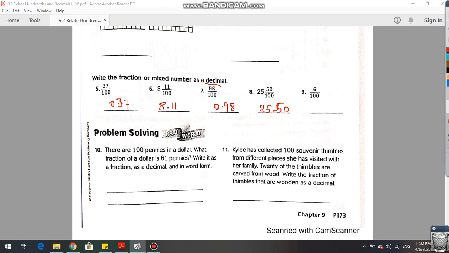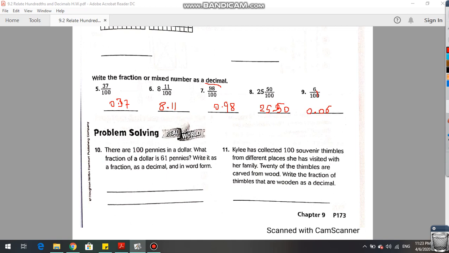Now last one, 6 hundredths. First zero is first number, so I'm gonna write 6. Now I have 0 here. I'm gonna leave it? No. So I'm gonna put another 0, decimal point and 0.